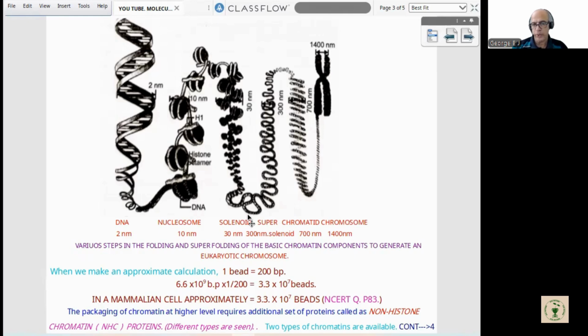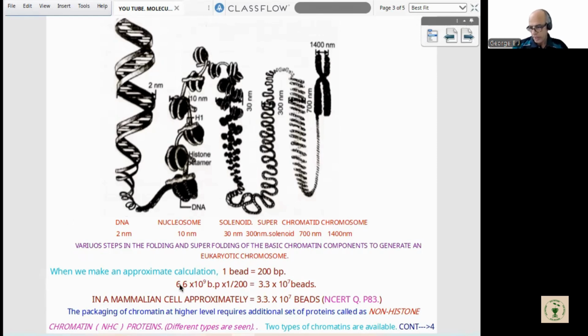In physics you will learn what a solenoid is, just like a spring. Then here it is the super solenoid. Super solenoid is 300 nanometer, and then chromatid with 700 nanometer, chromosome with 1400 nanometer in size. This is how that organization takes place, how much compression, how much coiling we can find here. See, nature can do anything if it likes.